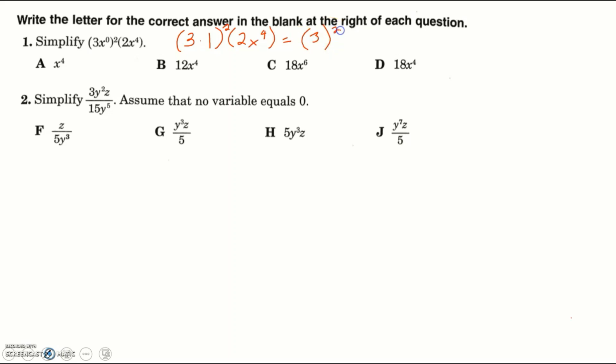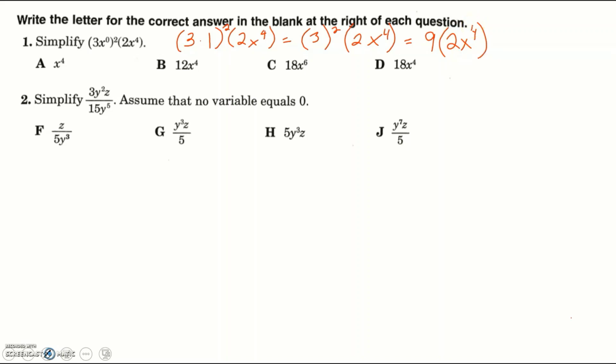3 times 1 is 3. So now we have 3 squared times 2x to the 4th power. 3 squared, remember anything squared is multiplying it times itself. It's not 3 times 2 equals 6. It's 3 times itself twice. So 3 times 3 equals 9. So we have 9 times 2x to the 4th power.